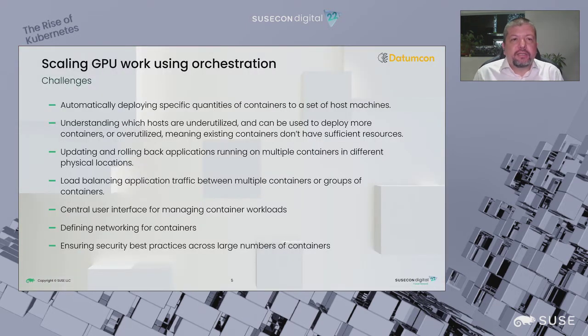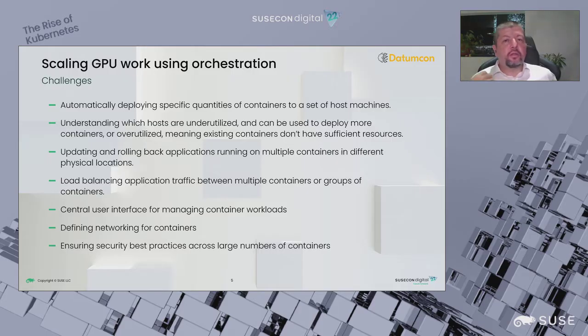So more specifically, the item here is that we need to be able to automatically deploy specific quantities of containers to a set of host machines. And in the particular case of GPU workers, we need to be mindful of the resources available at every single individual node, and how we're going to orchestrate a particular container or deployment and how it's going to be distributed over X, Y, Z amount of nodes.